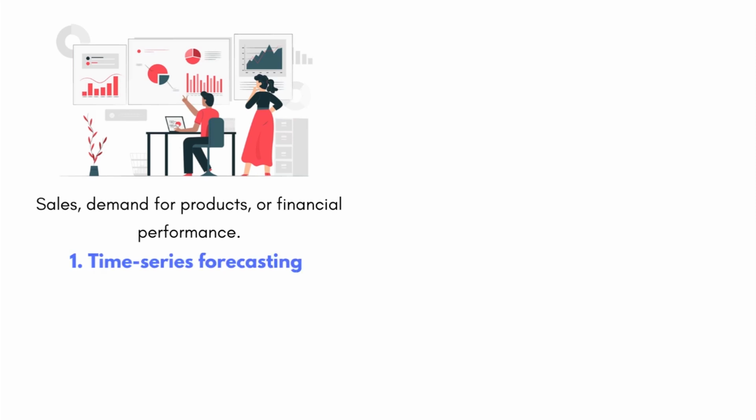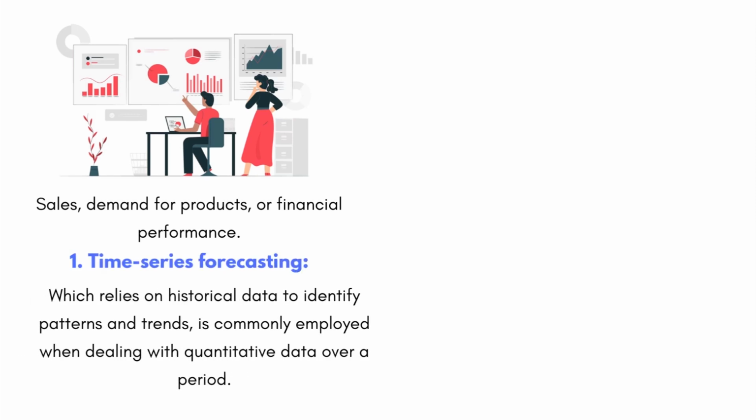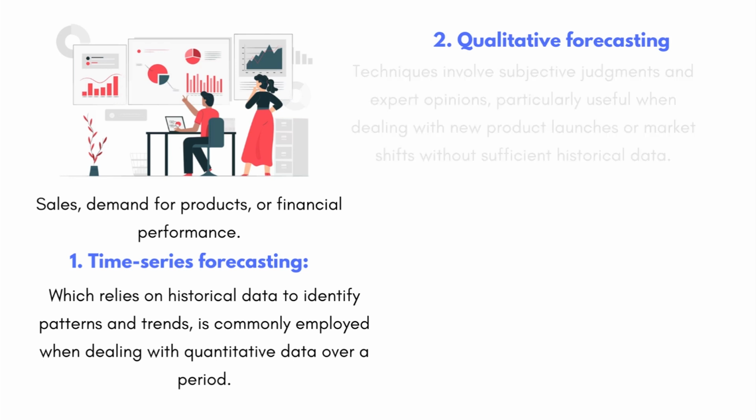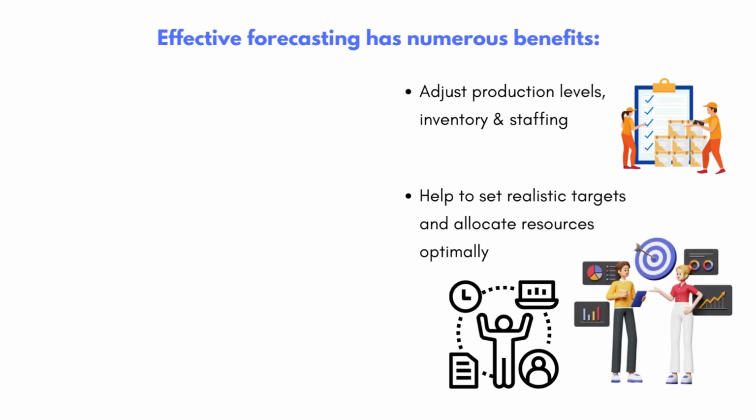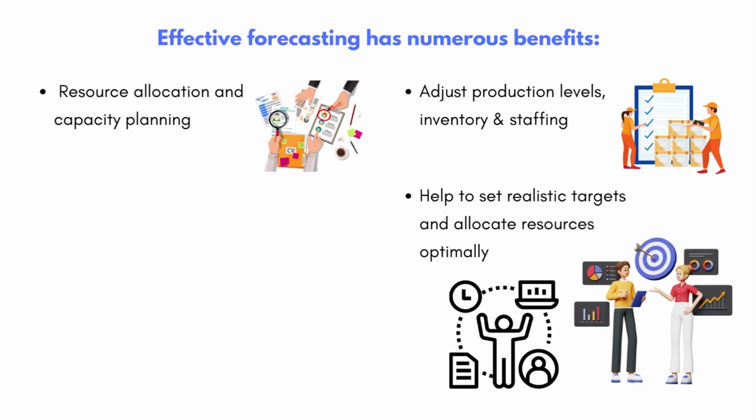Time series forecasting, which relies on historical data to identify patterns and trends, is commonly employed when dealing with quantitative data over a period. On the other hand, qualitative forecasting techniques involve subjective judgments and expert opinions, particularly useful when dealing with new product launches or market shifts without sufficient historical data. Effective forecasting has numerous benefits. For one, it aids in resource allocation and capacity planning.